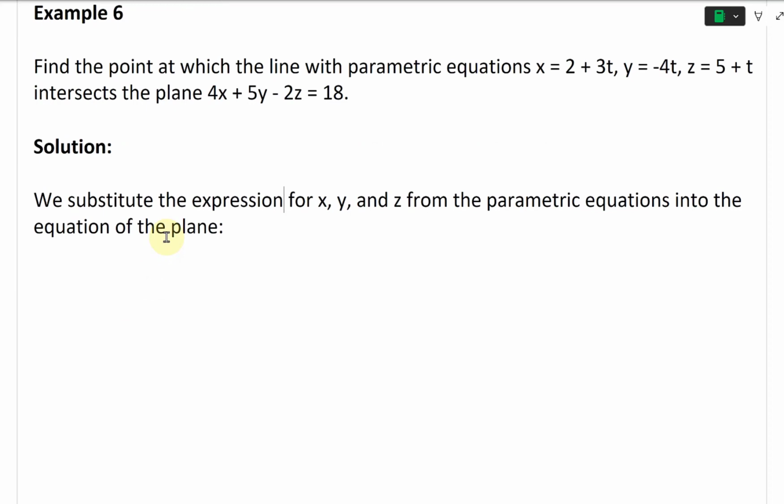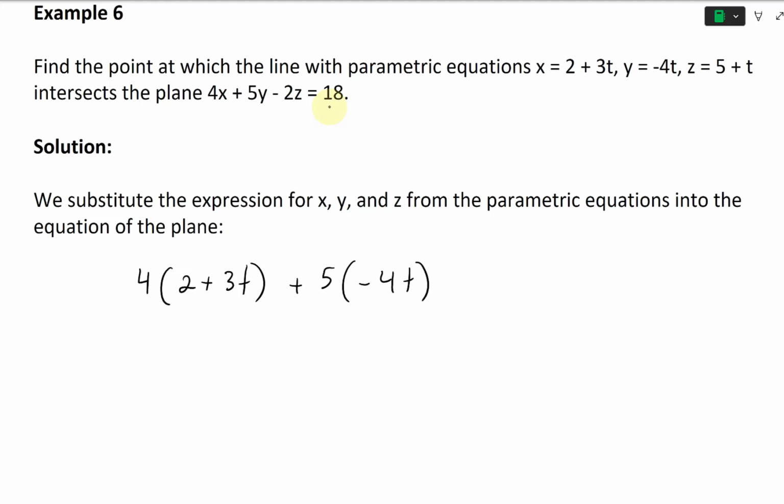So what we're going to get is 4x plus 5y minus 2z. This is now 4 times (2 plus 3t), and then plus 5 times y, where y is negative 4t, and then the next one is negative 2 times z, where z is 5 plus t, like that. And then this is going to equal 18. Now we're going to solve for the t value.